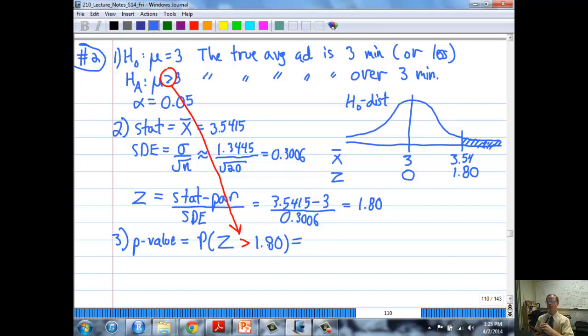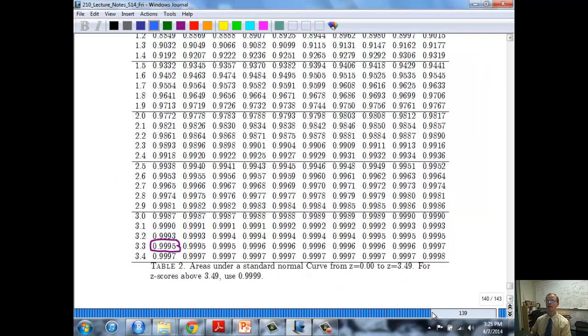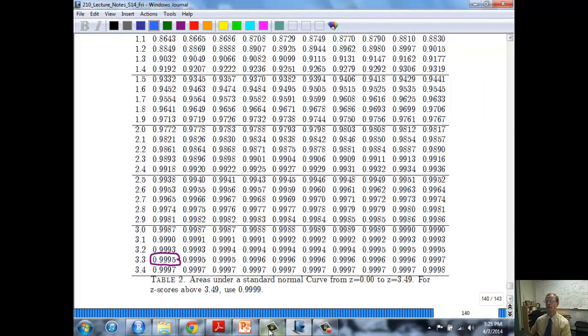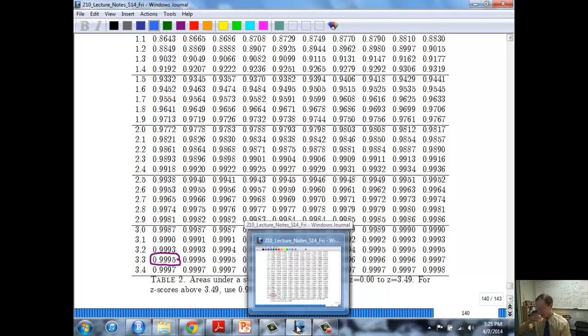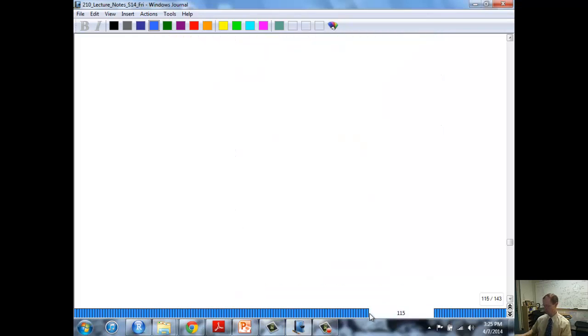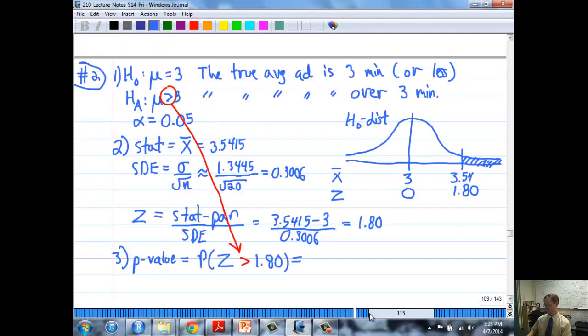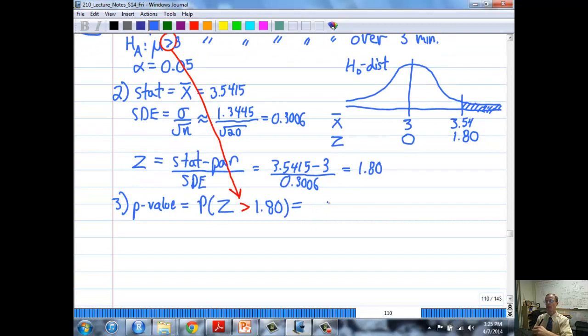Thus, probability z greater than 1.8. I'm going to flip over to the table in the back of my book, and I want 1.80, which is 0.9641. So 0.9641, I'll take that. Is that my shaded region?